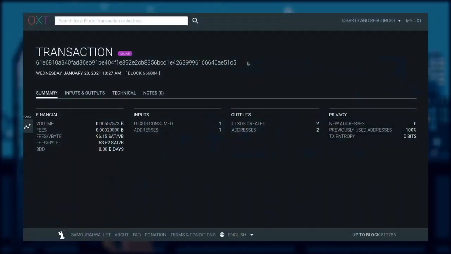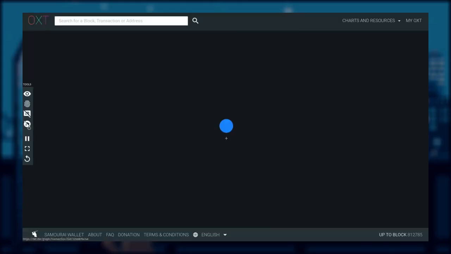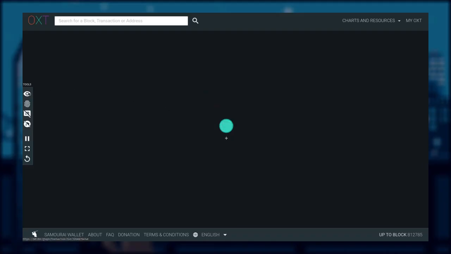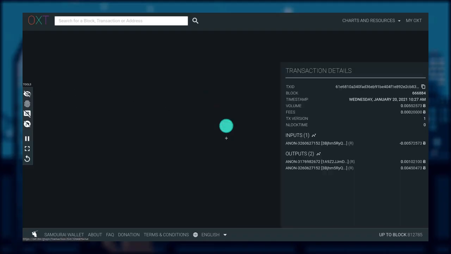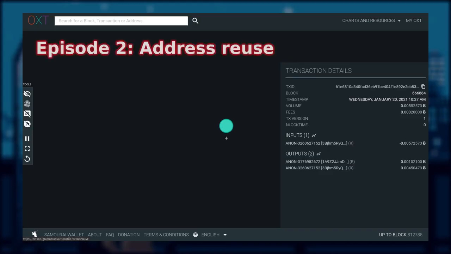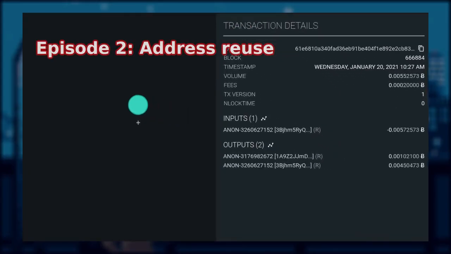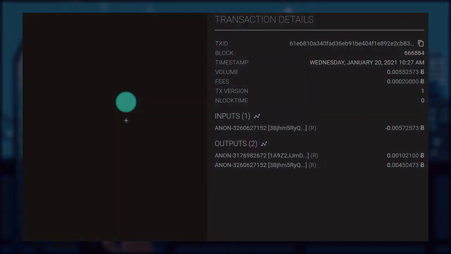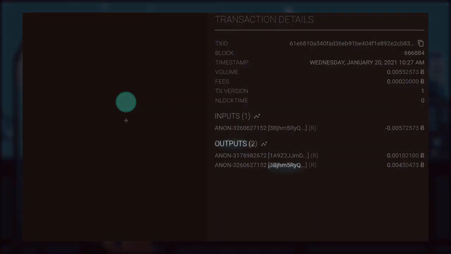Now, let's take a look at this particular transaction from OXT. Open up the transaction graph visualizer, select the transaction, and open up the transaction details panel. Here we have a basic spend transaction and a case of address reuse. We can start tracking the entity that made this transaction easily by following the output that matches with the input address.